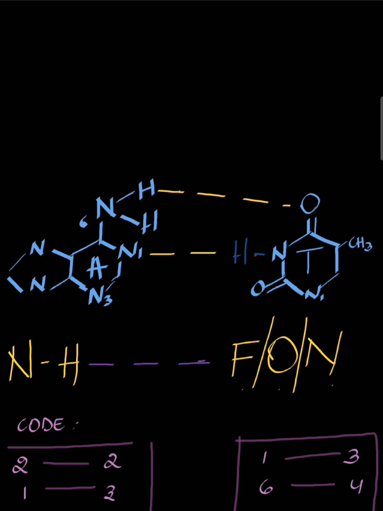Now what about this one? Do you think a hydrogen bond can be formed here? Can you see any hydrogen atoms? There is no hydrogen atom over here. What about this one? No, there is no hydrogen atom over here as well. So there is no hydrogen bond formation. So in adenine and thymine, there are two hydrogen bonds, 1 and 2, right?